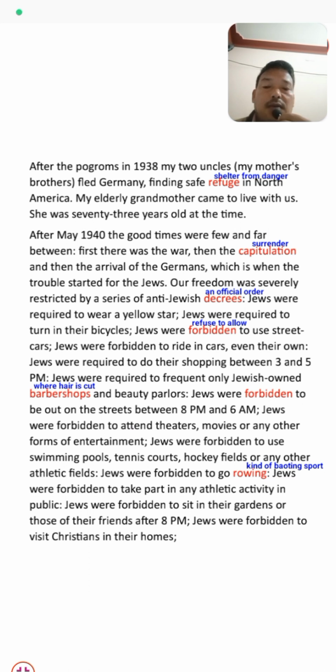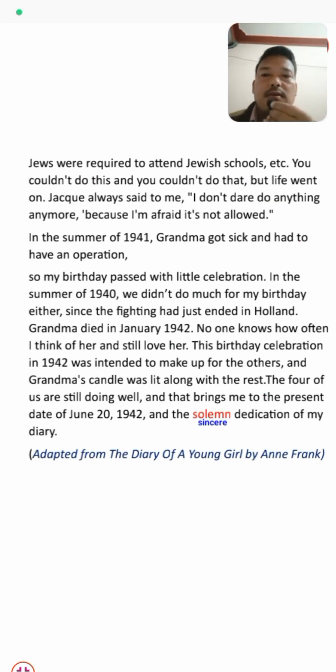Jews were forbidden to sit in their gardens or those of their friends after 8 p.m. Okay, they were not allowed to sit in the garden after 8 p.m. They were not allowed to be there. Jews were forbidden to visit Christians in their homes. They were also not allowed to visit Christians in their homes. Jews were required to attend Jewish schools. Yes, they were only required to attend the Jewish school.